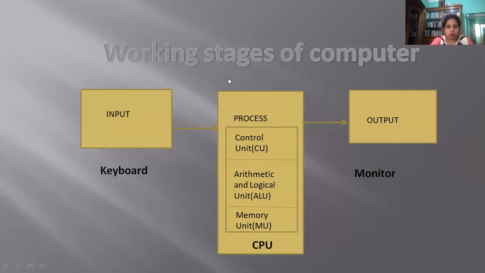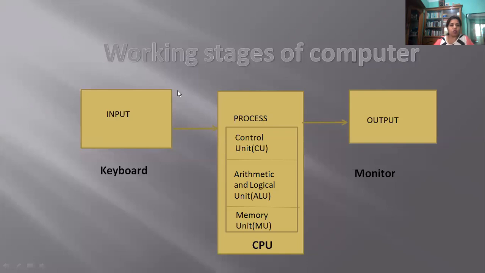Working stages of computer. Yeah. Make 3 boxes. Inside process box, make another box which should have control unit, arithmetic and logic unit, and memory unit. Okay, you keep on drawing and I'll explain, okay?